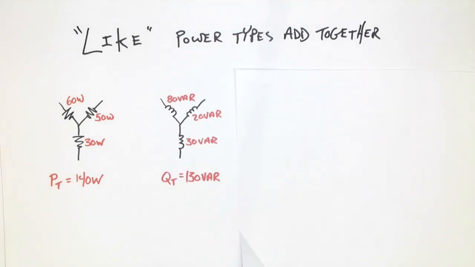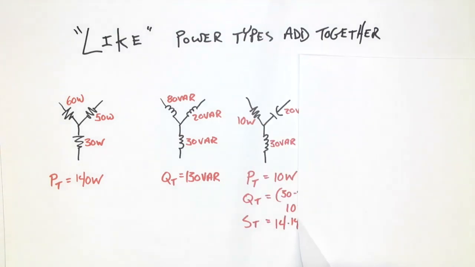In this one, they're all inductors, different size inductors. We simply add them together, 130 watts. This one is a mixed bag. It has a capacitor, an inductor, and a resistor. And we know that that means we're going to have some canceling of VAR values.